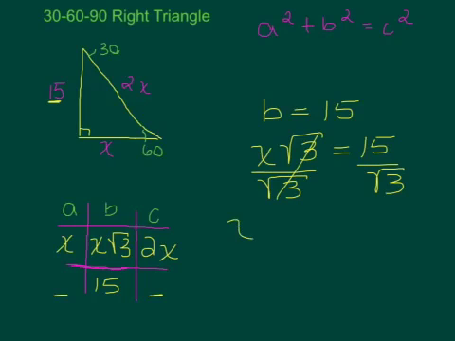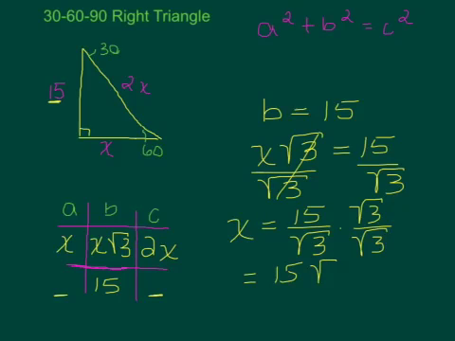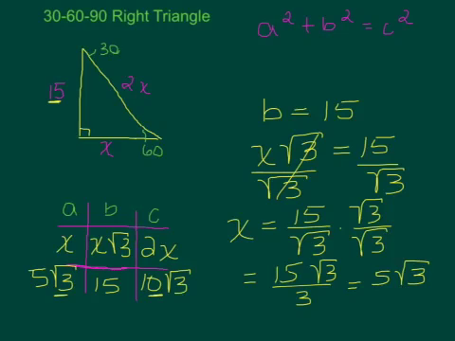That cancels. But we need to rationalize the denominator in this case to solve for x. So we're going to multiply by square root of 3 over square root of 3. And we're going to get 15 square root of 3 over 3, which equals 5 square root of 3. Okay, so x equals 5 square root of 3. And 2x is just going to be 10 square root of 3, or 5 times 2 times the square root of 3, 10 square root of 3.